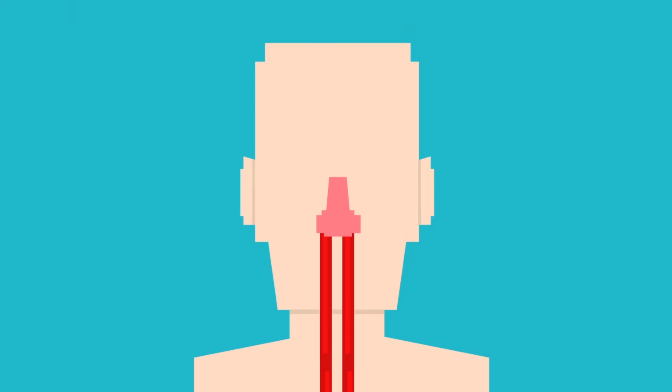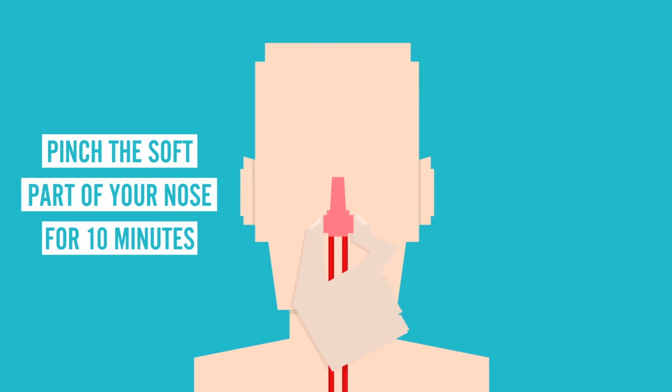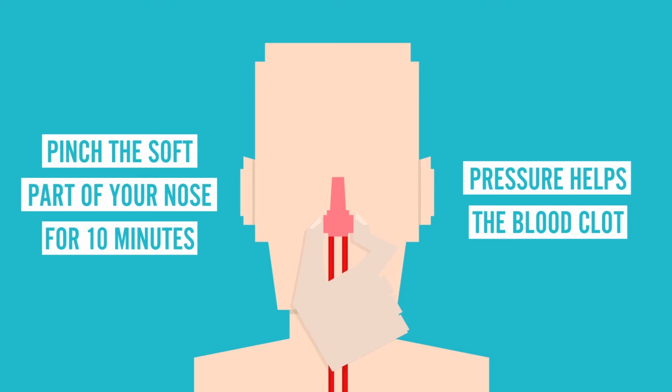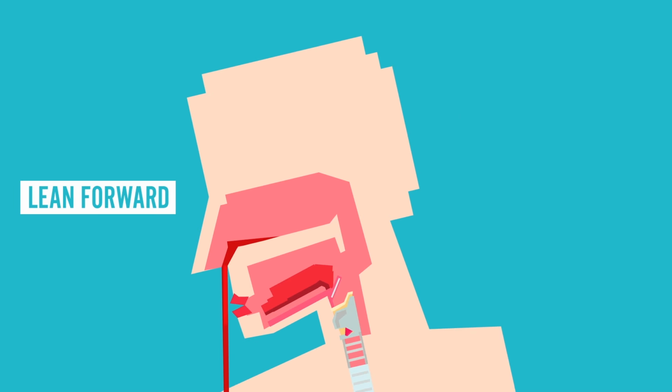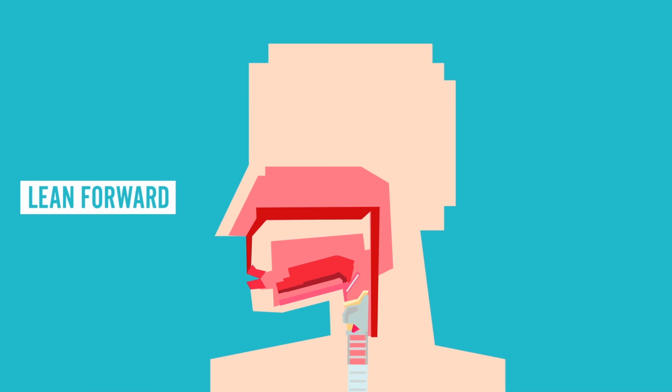Yeah. So how do you stop the blood? Well, it's recommended that you pinch the soft part of your nose for 10 minutes, making sure to keep the nostrils closed. This pressure helps the blood to clot and stops the bleeding. Oh, and make sure you lean forward during this because otherwise, as I previously mentioned, blood can leak down the back of your throat, which you don't want.